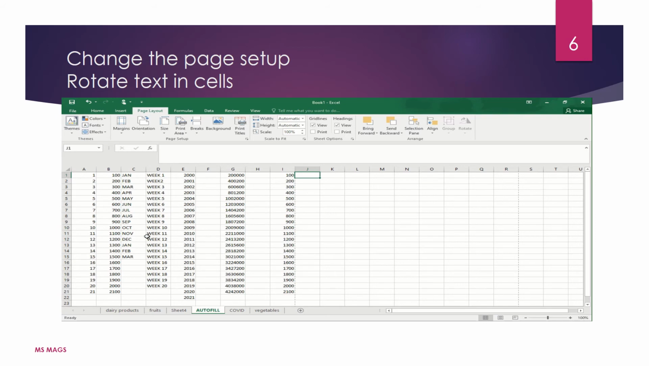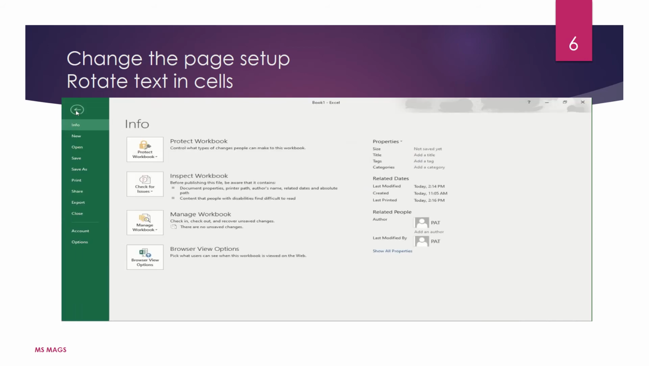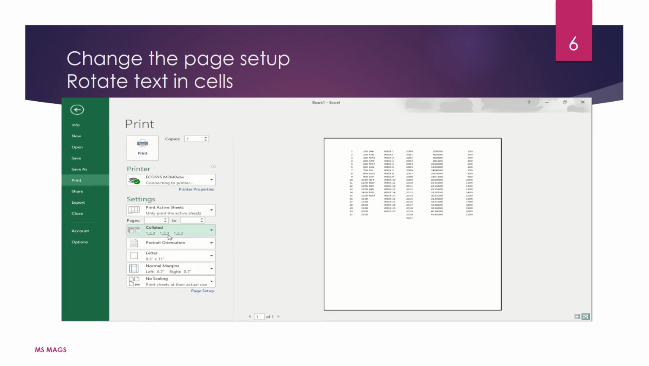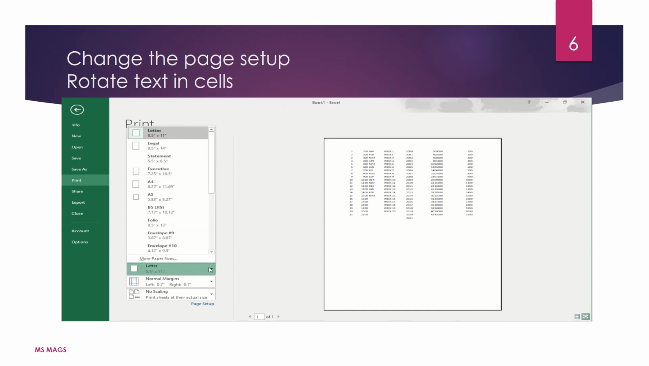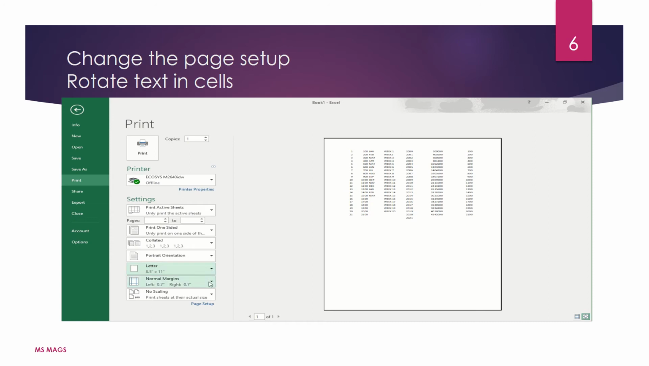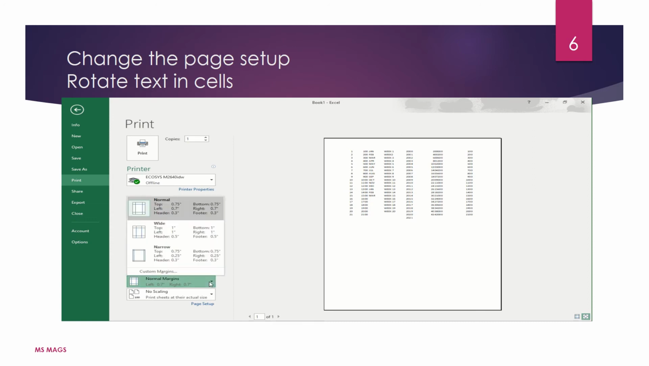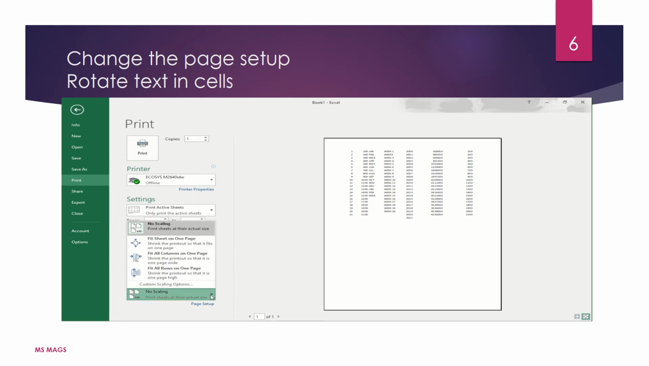Okay, so now remember you can access it through your file and print. You can still get them here. You can get your orientation. You can get your letter. You can change from letter to A4. You can change your normal margins. You can choose how you want to print your sheets. If you want them to fit on one page, you'll click here.